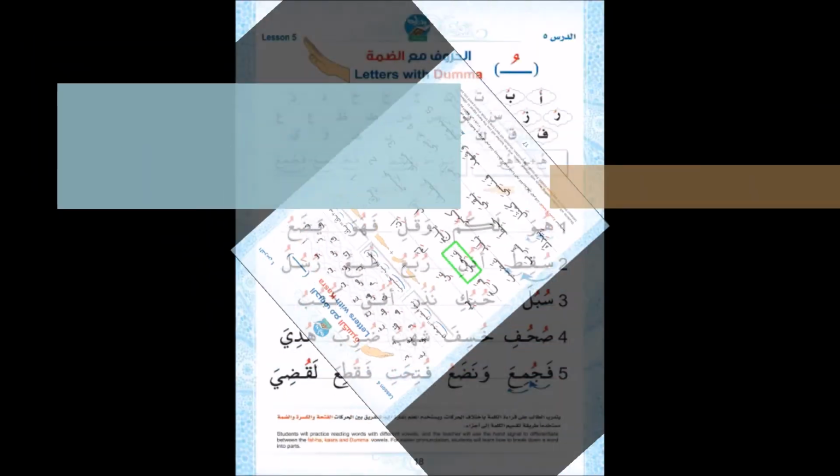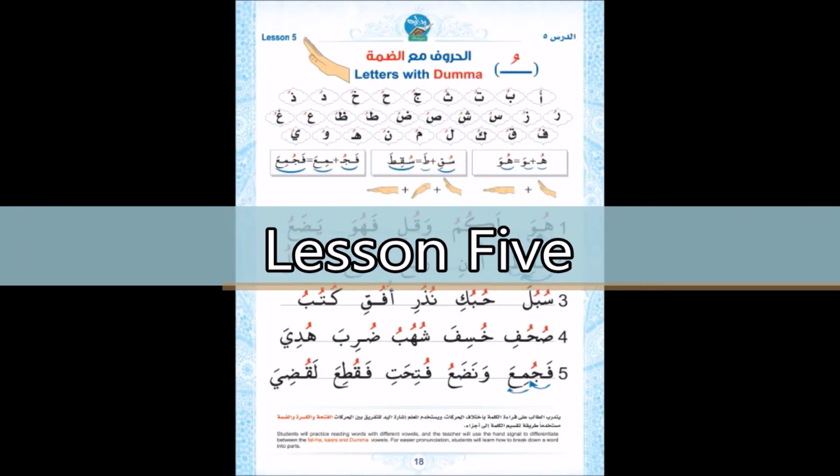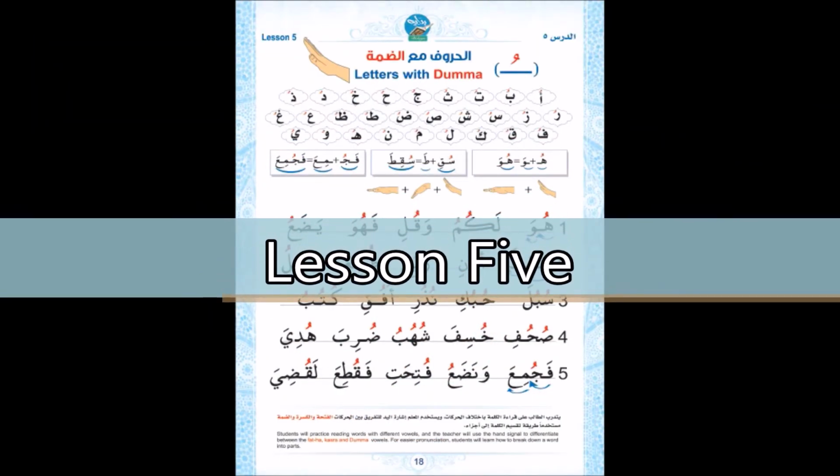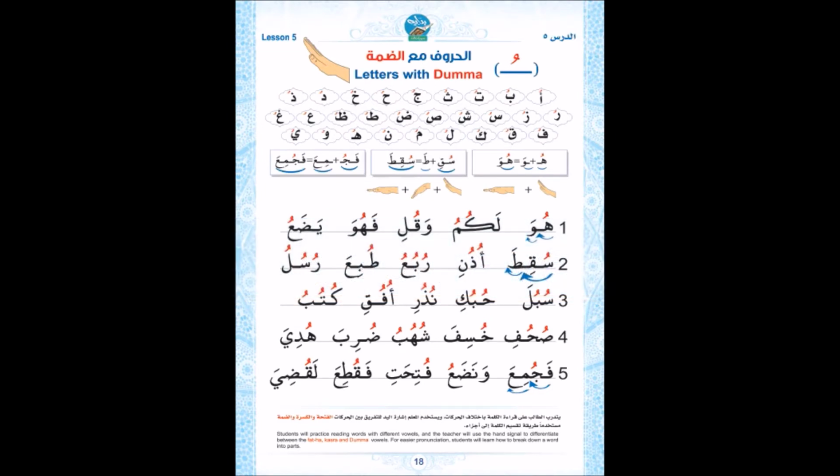Assalamu alaikum. Welcome to Bidaya screencast. Today we are discussing lesson 5, which is letters with Damma. And the objective of today's lesson is for the student to memorize the sound and shape of the Damma, and also the fact that it's on top of the letter. We reviewed the Fatha, which is also on top, and the Kasra, which is underneath. And today's lesson discusses the Damma.